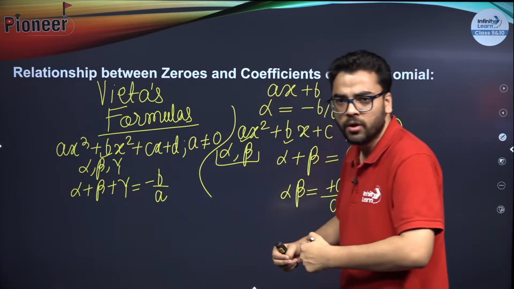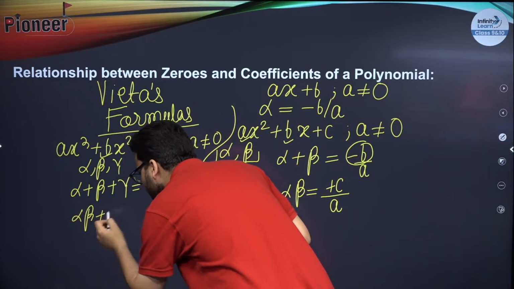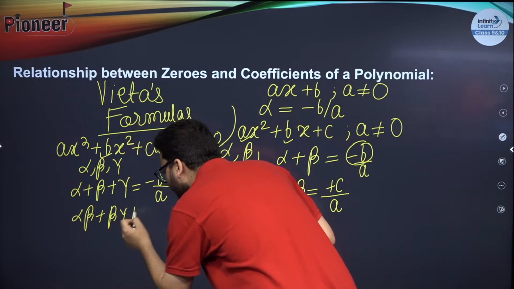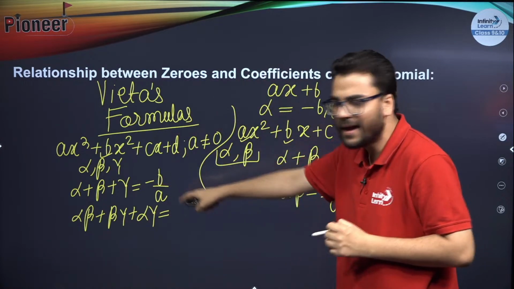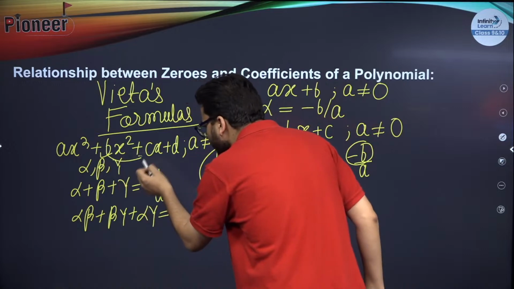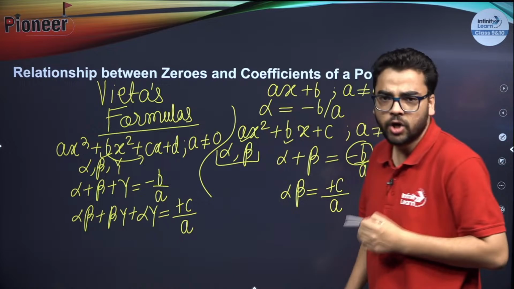Now what will I do? I can have two zeros at a time. Alpha beta, beta gamma, alpha gamma, and add them up. Now you see this was minus b by a, I will change the sign to plus c by a. You got that logic?